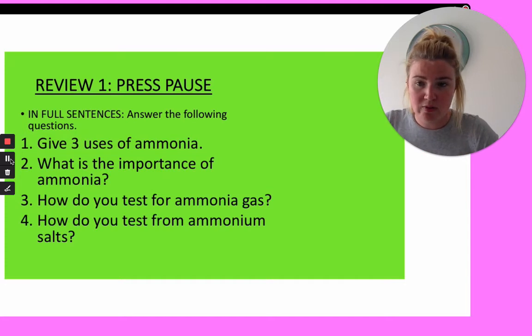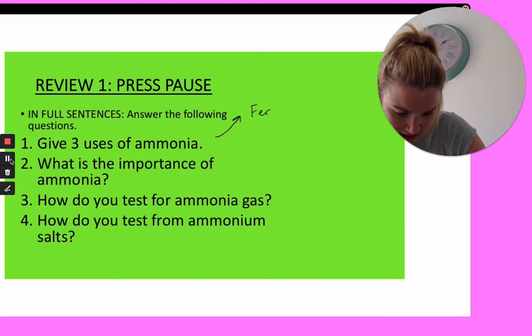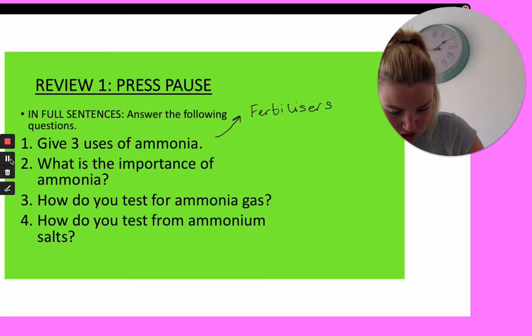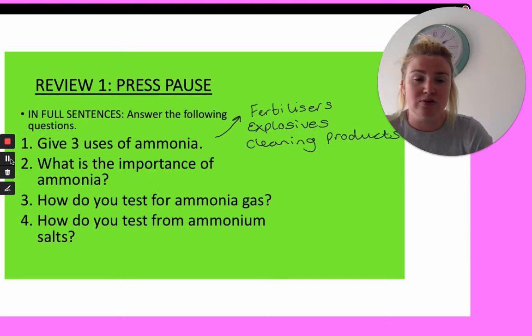Right, so give 3 uses of ammonia. So ammonia, the main use, and we talked about this, is in fertilisers to help our plants grow. It's also used an awful lot in explosives and in cleaning products. So there's 3 big uses of ammonia. There might be other uses, but they're the main uses that would be useful to remember.